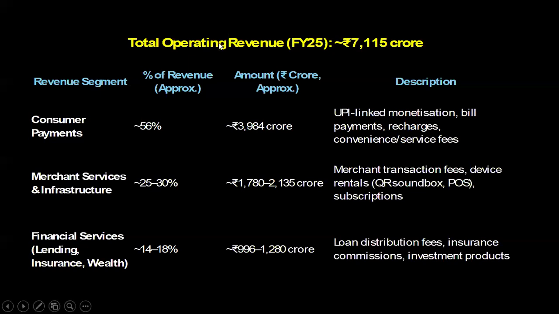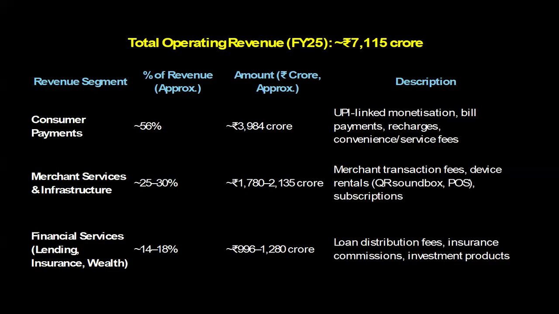So if you observe, for PhonePe, 56% of the revenue comes from payment services. 25 to 30% comes from merchant services and infrastructure. And 14 to 18% is from financial services. So a large chunk of the revenue for PhonePe is consumer payment services. So this is one example where the composition of the revenue depends on the nature of the business.